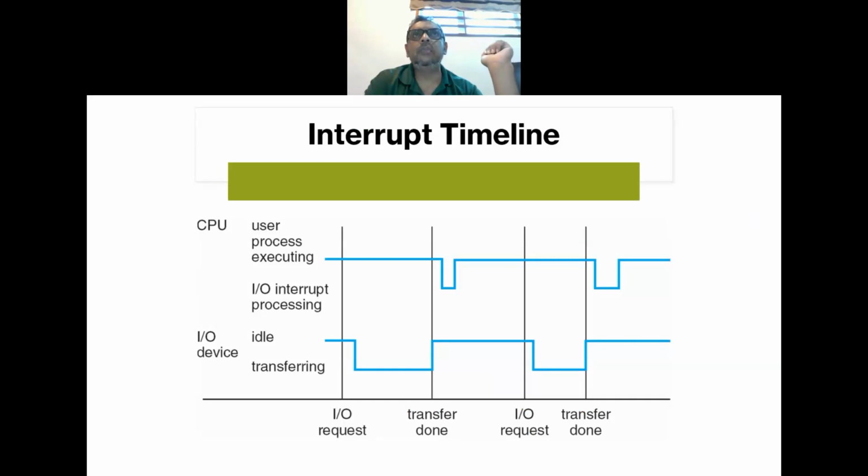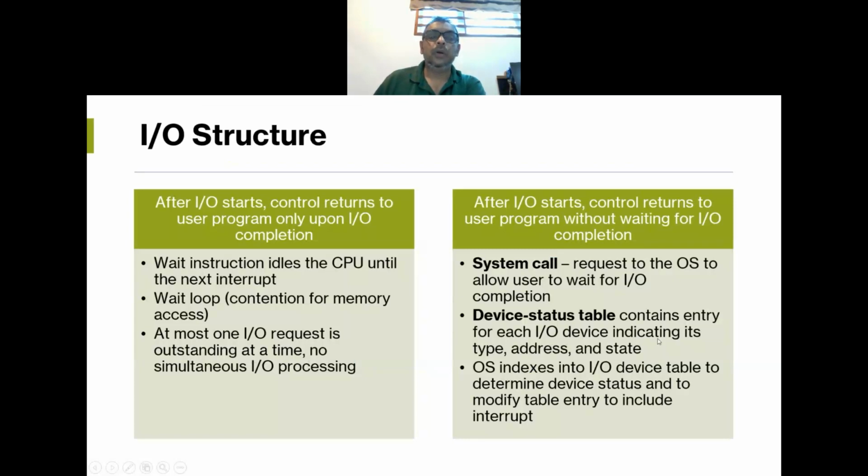So this is a picture showing the interrupt timeline. How long is a user program? The user program goes in a straight line, meaning everything is smooth. Once an interrupt happens, it goes down here, and once an input output happens here, the input output goes up and down, up and down, up and down.